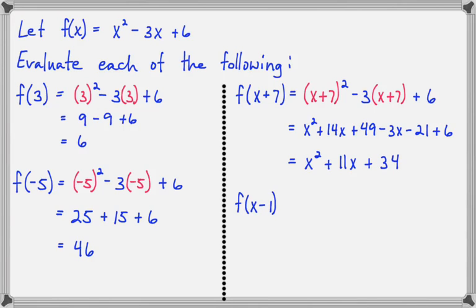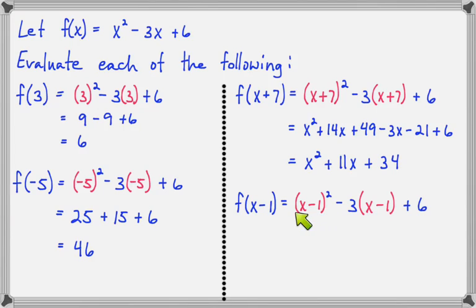Okay, now let's do f of x minus 1. So we will be replacing the x in our function with x minus 1. So instead of x squared, it now says x minus 1 squared. Instead of minus 3x, it now says minus 3 times x minus 1. And then the third term is plus 6. So you see, all I'm doing is taking the x out and putting in the x minus 1 because that's what is here.